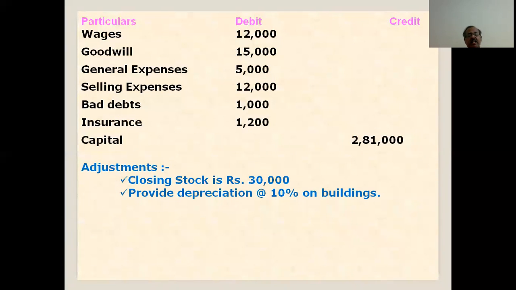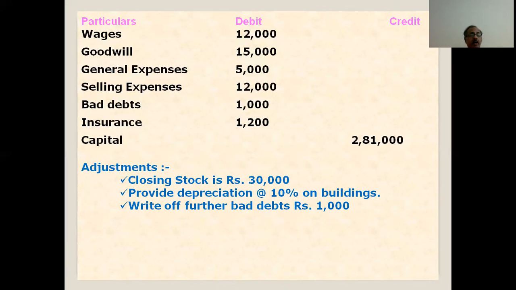So depreciation is an expense. That is why it will be showing on the debit side of the P&L account. The second effect is that, whenever depreciation arises, it results in the reduction of fixed assets. So depreciation will be showing on the asset side of the balance sheet by way of deduction from building.